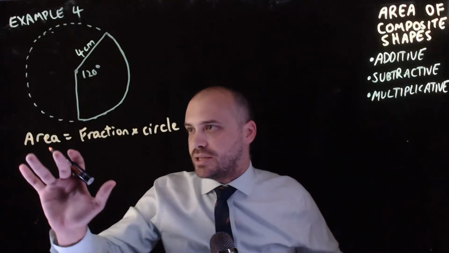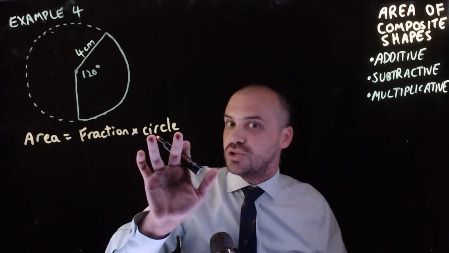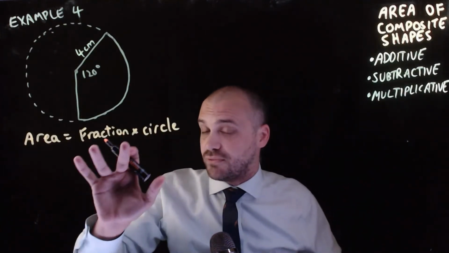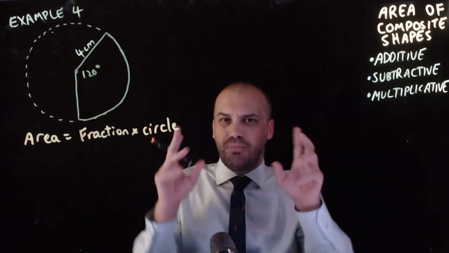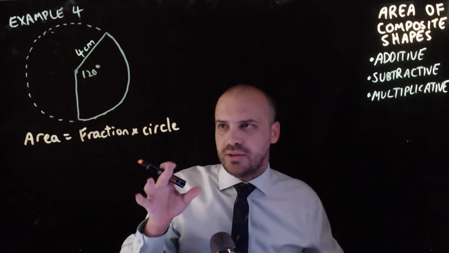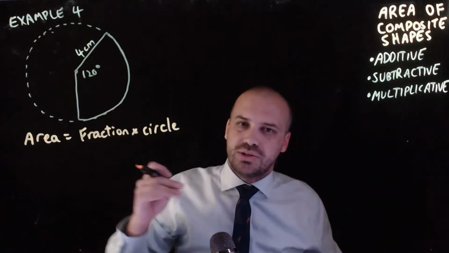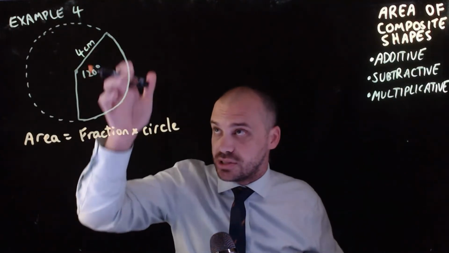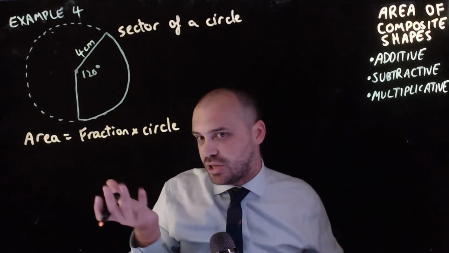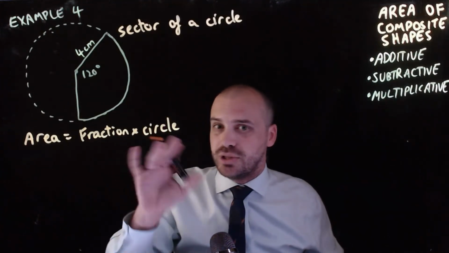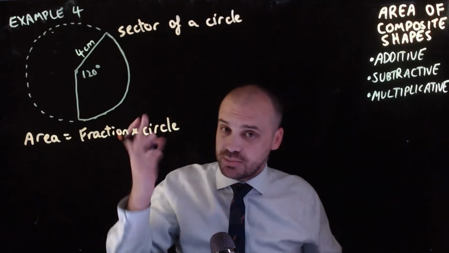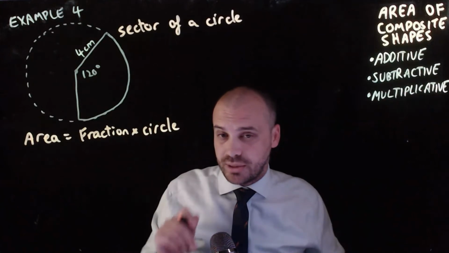Now I've written that as the area is equal to the circle times the fraction of the circle that we're interested in. Now you might think I've written that backwards, and it feels backwards, but this particular question I'm doing is called the sector of a circle. This is a sector of a circle. And it's generally accepted that when you're doing sectors of a circle, you write your formula in this order. Not that it matters, because it's multiplication and order doesn't matter when it comes to multiplication.